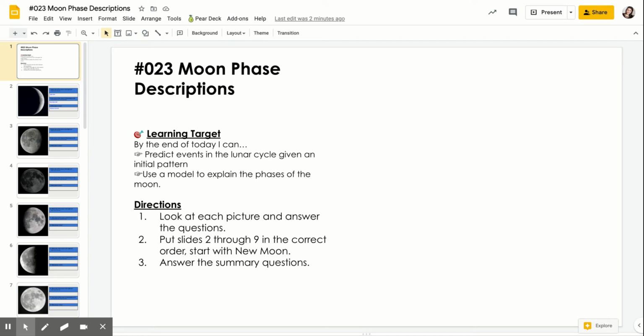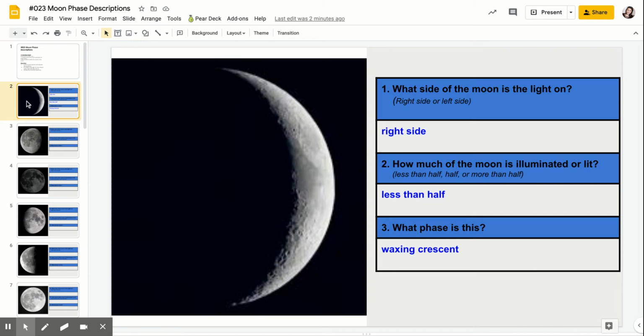All right, guys, so we are still predicting events in the lunar cycle given an initial pattern, and we're using models to explain the phases of the moon. So what we're going to be doing is we're going to have several pictures to look at, 8 pictures to look at, and you guys are going to answer the questions, and the questions are super easy. So let's go ahead and look at slide number 2.